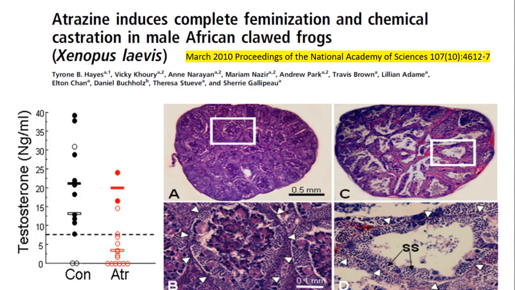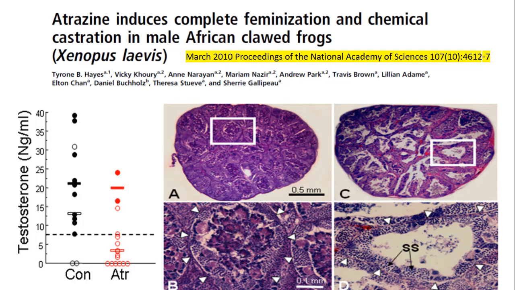When they sacrificed those animals, they showed that many of them were hermaphrodites, and the testicles had almost disappeared or become atrophic. The pictures on the left show a normal testicle filled with sperm, and the ones on the right show testicles with tubules that are now empty. So even if we return those animals to a clean environment, they are going to be chemically castrated for life.